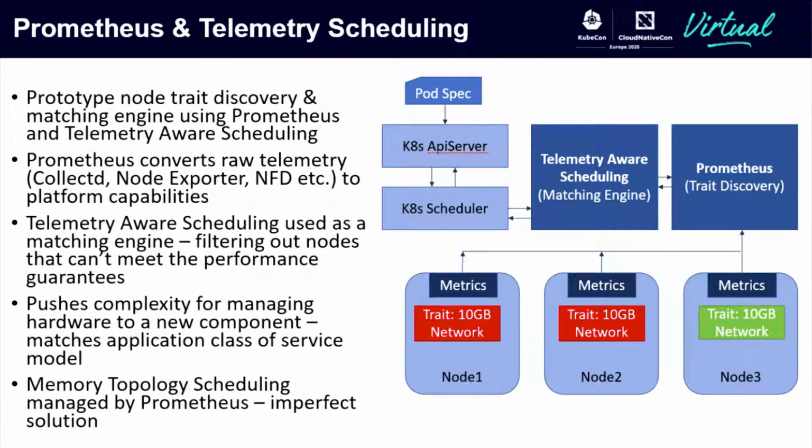So here we have a prototype working of this. It used Prometheus to set up rules and do the node trait discovery part of this. And then Telemetry Aware Scheduling is able to match the workload's requirements to the Prometheus expression of the trait. So when we describe platforms in terms of capabilities, you get to push a lot of the complexity of hardware configurations to a level where you can share it in a consumable way across organizations, publicly even.